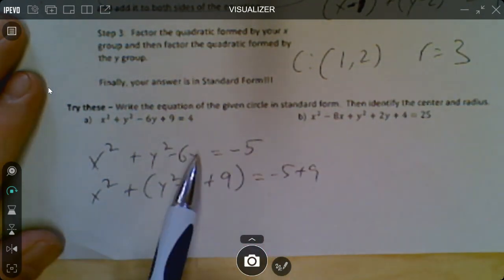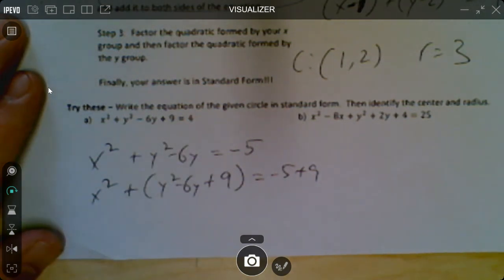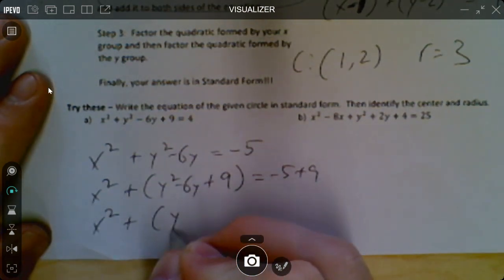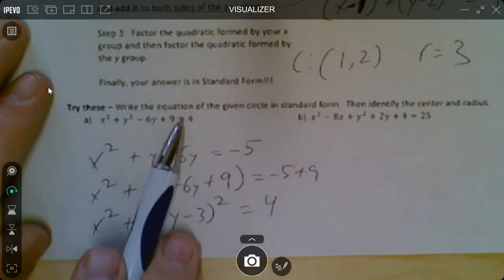And I just realized this was already a perfect square factor. I probably didn't even need to do this. Watch what's about to happen. X squared plus y minus 3 squared equals 4. So I got right back to the 4 that I started with.